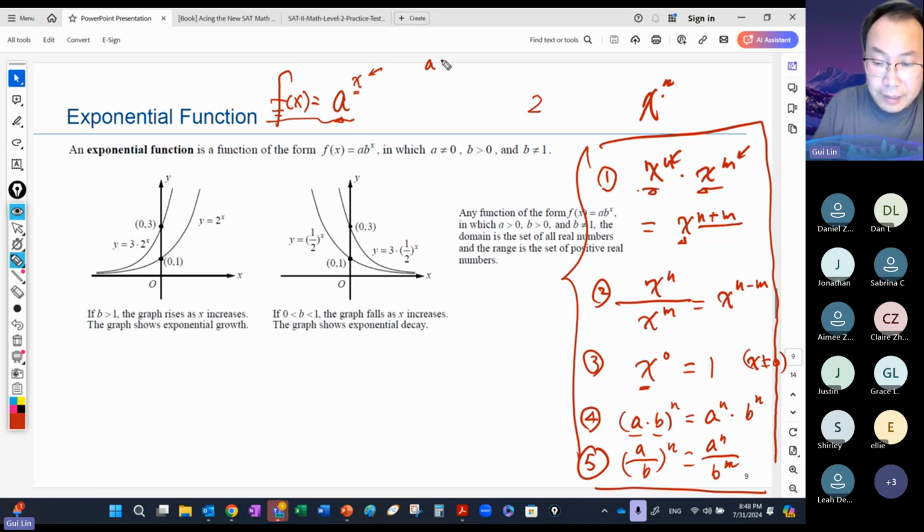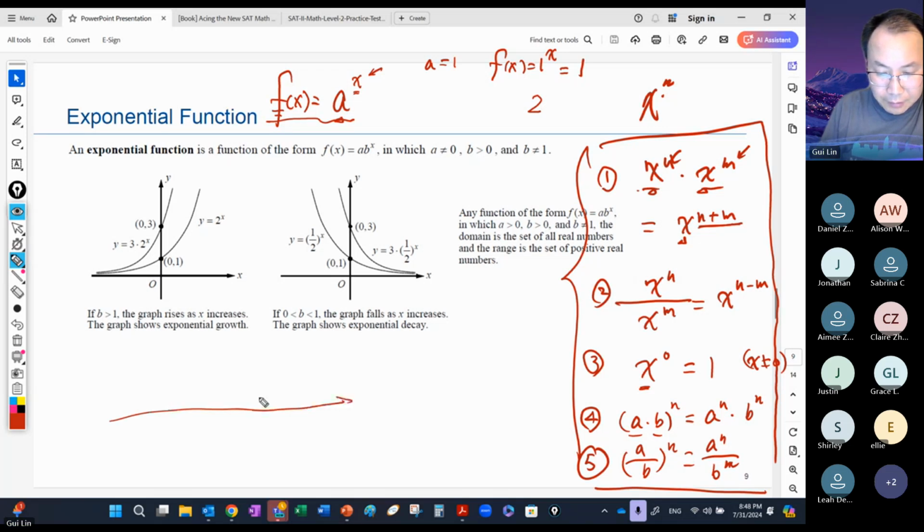So if A equals 1, you can see f(x) equals 1 to the power x. So 1 doesn't matter what x is, it always equals 1, right? So when you're graphing, whatever x will be, y always equals 1. So this one is 1 to the power x.